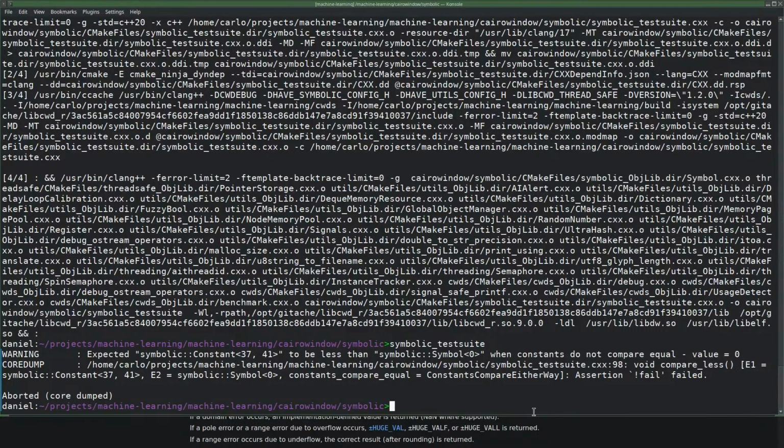Oh, it failed. Expected constant to be less than symbol. Well, that's correct. A constant should be less than anything. When constants do not compare equal. Well, that doesn't really matter.